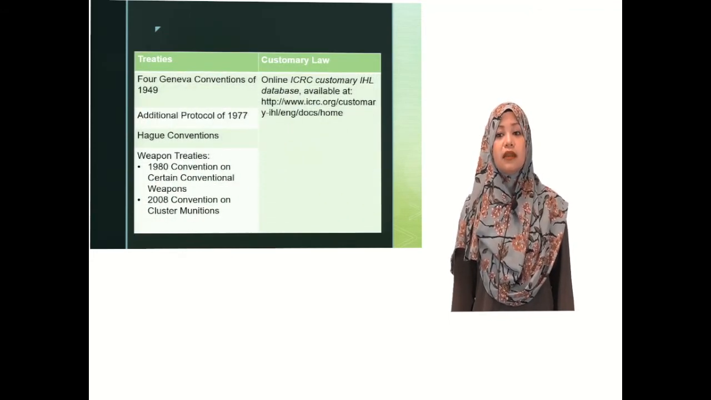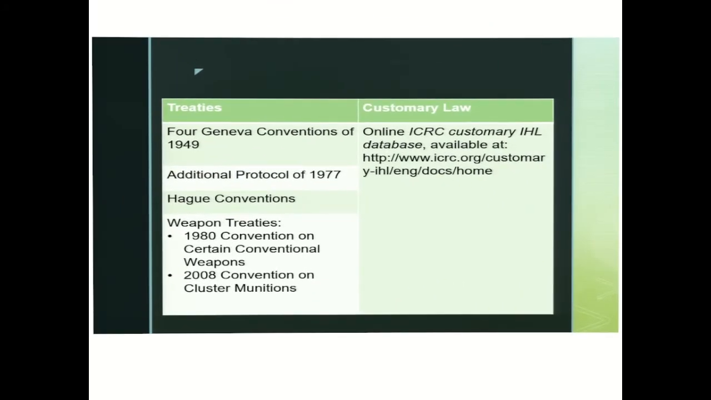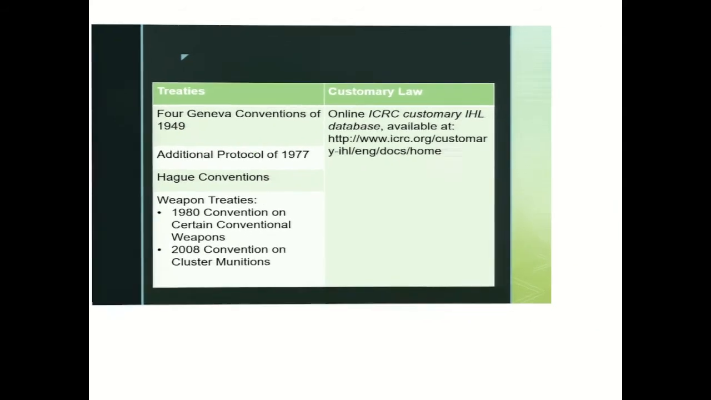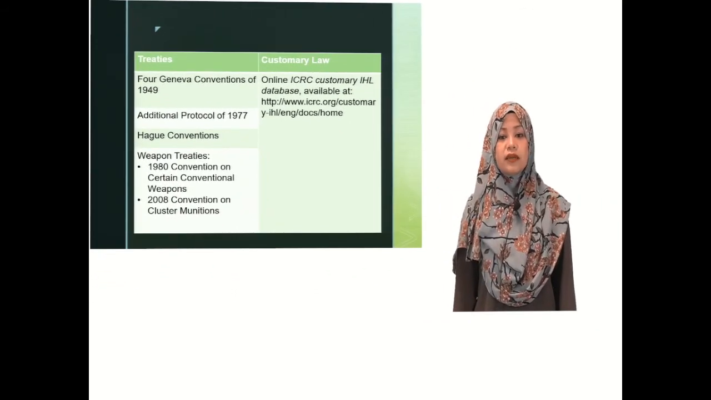Treaties and customary law, or international customary law, are the main sources of international humanitarian law. As for treaties, the examples are the four Geneva Conventions of 1949, Additional Protocols of 1977, Hague Conventions, and weapons treaties, for example the 1980 Convention on Certain Conventional Weapons, as well as the 2008 Convention on Cluster Munitions. For customary law, there are online resources available on the ICRC website.